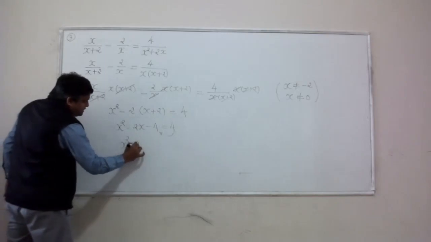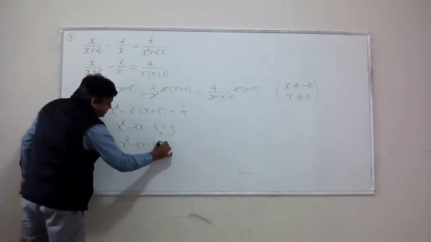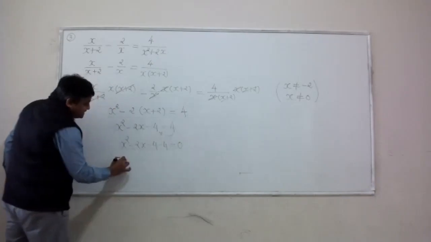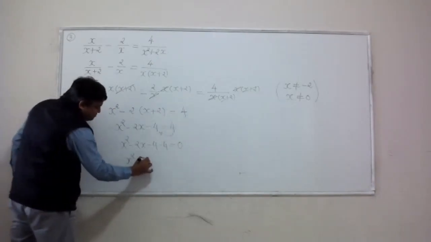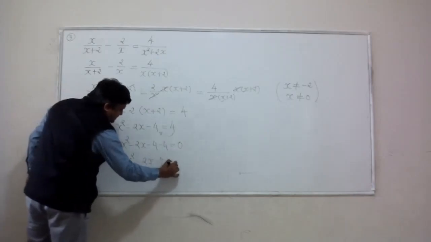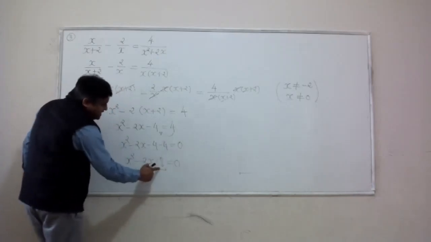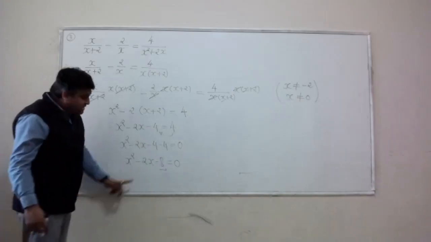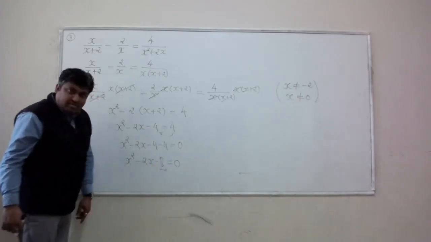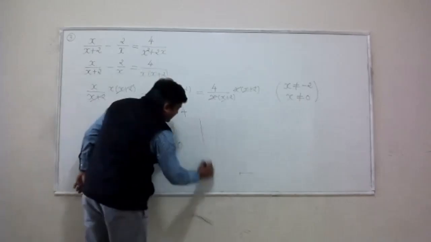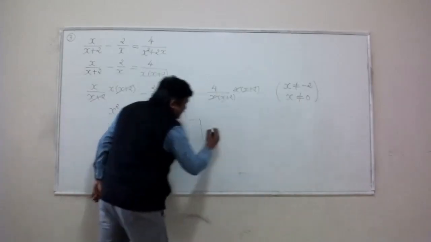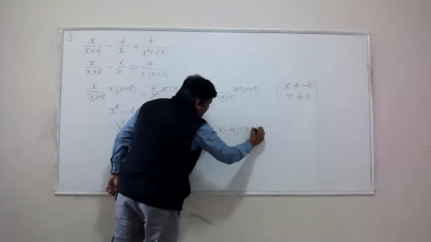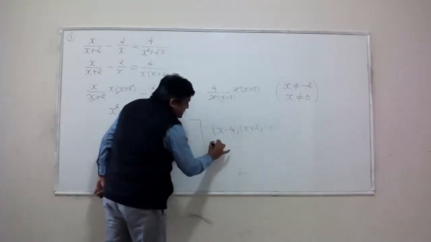Add -4 on both sides to shift that 4 from the right side to the left side. I get x squared minus 2x minus 8 equal to 0. Do we know any factors of -8 that add up to -2? Answer should be yes. -4 and +2, right? I can write down this factorization directly. Look, x minus 4, x plus 2 equal to 0.